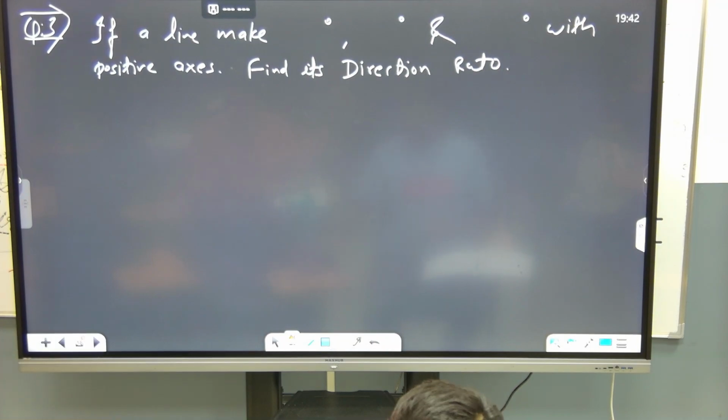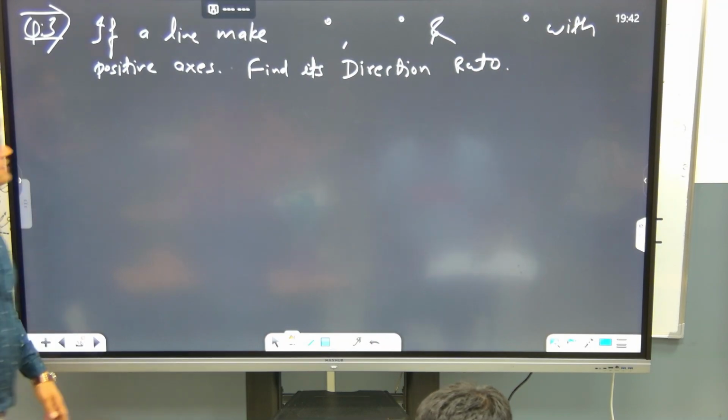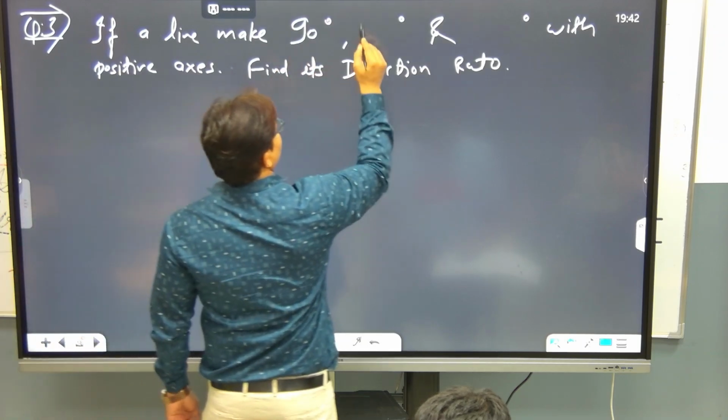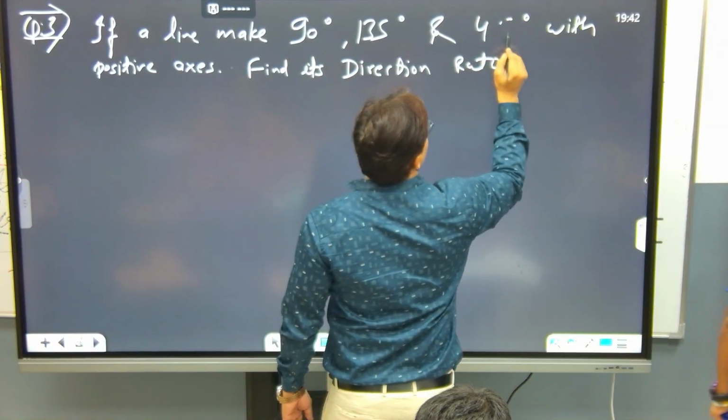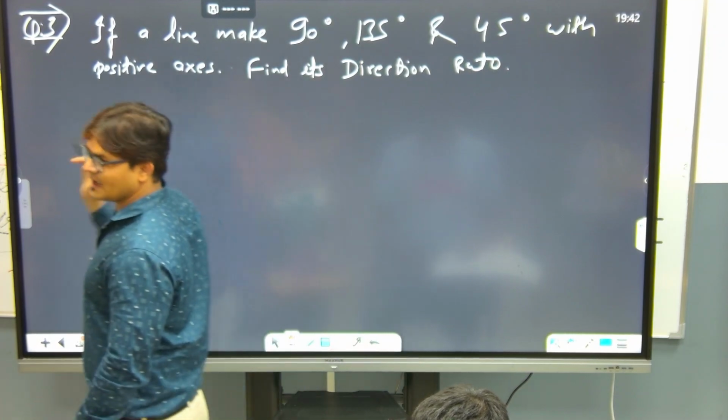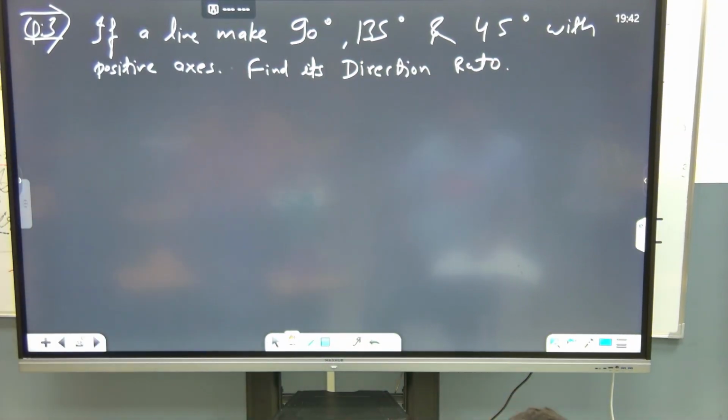A line makes angles of 90, 135 and 40 degrees with the x, y, z axis respectively. Okay, so find its direction ratio.